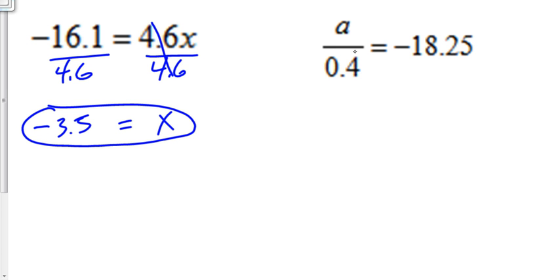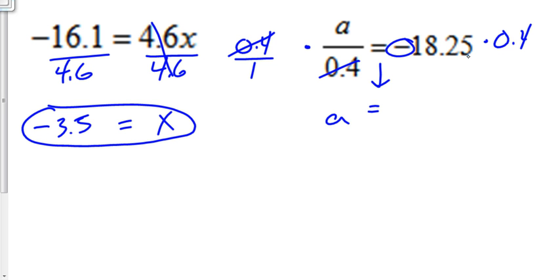So since we're dividing by 0.4, we need to multiply by 0.4 on both sides. Since this side looks like a fraction, I'm going to write it over 1. This side does not look like a fraction, so I can leave it just like this. Now my 0.4s are going to cancel, and then I can bring my a down. I can also bring my equal sign down. And then I'm just going to put 18.25 times 0.4 into my calculator. And remember, this is negative and this one's positive, so I'm going to get negative 7.3 for my answer.